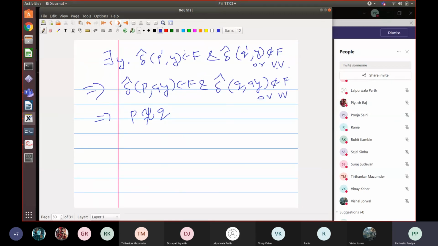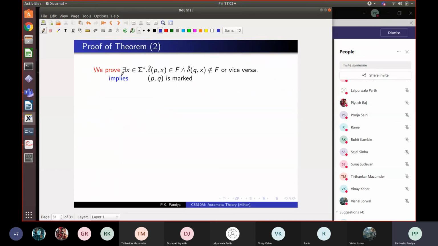We can also have a converse proof where we say that if there exists a string which separates states P and Q, then this will get marked sometime. So you will not miss out any pair which is separable. The previous lemma showed that everything we marked was separable, and here we say that anything that is separable will get marked.